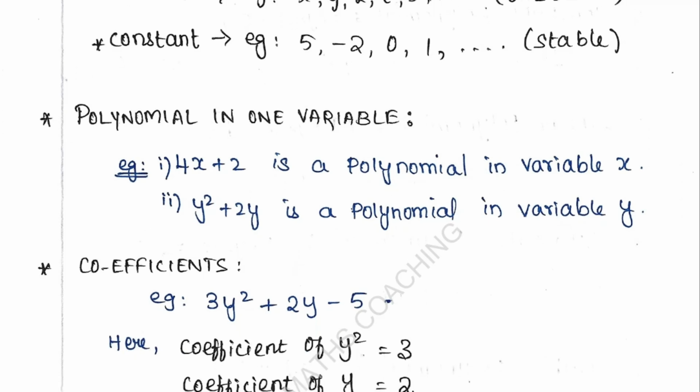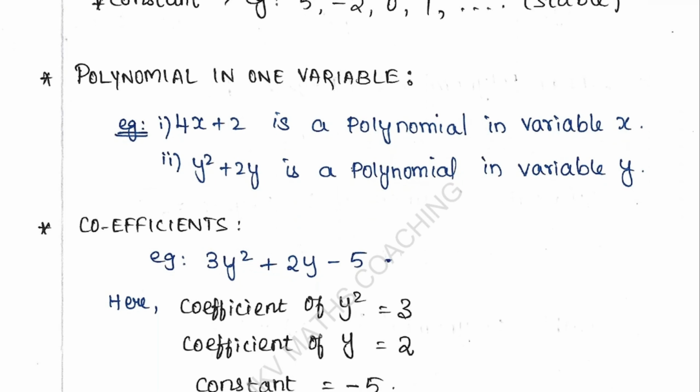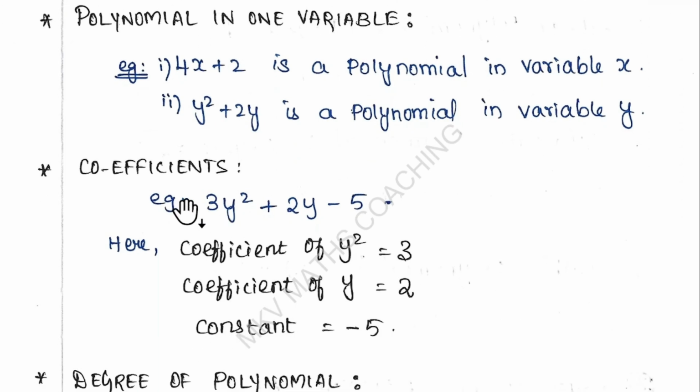Okay, so coefficient. What is a coefficient? The number attached to the variable is called the coefficient. Can you see, y square is a variable, y is a variable. What is the number attached to y square? 3. So the coefficient of y² is 3, and the number attached to y is +2. So the coefficient of y is +2.